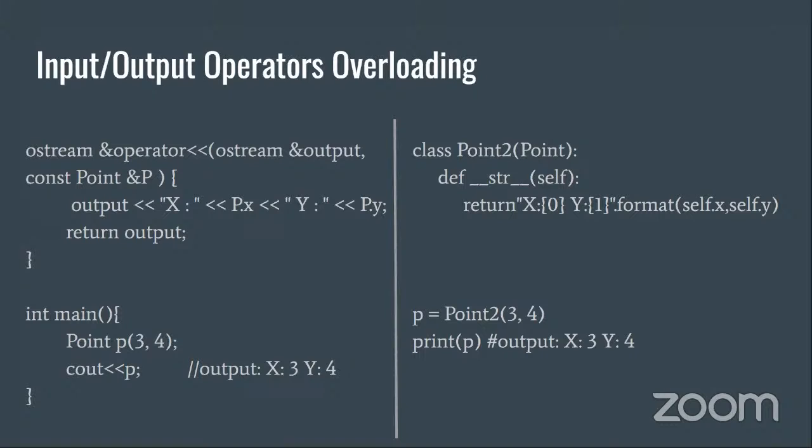For the output operators overloading, we have this inbuilt class ostream in C++. For that, we define this operator function with the less than symbol. This less than symbol is used for the output operation, and the ampersand is written because we are returning a reference of the class ostream. The first parameter of the function is ostream and output, and the second is point and p.